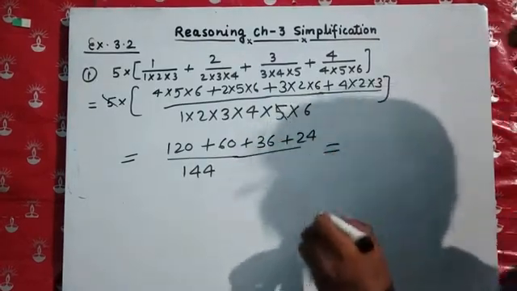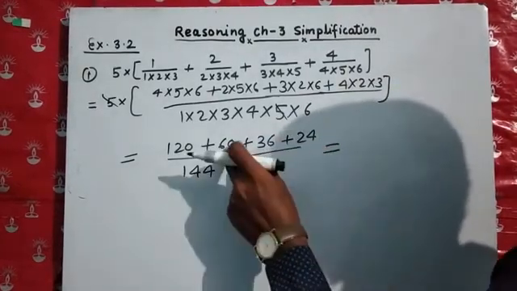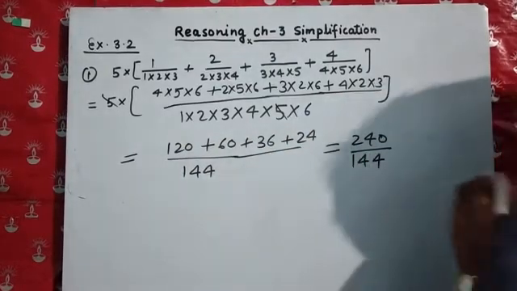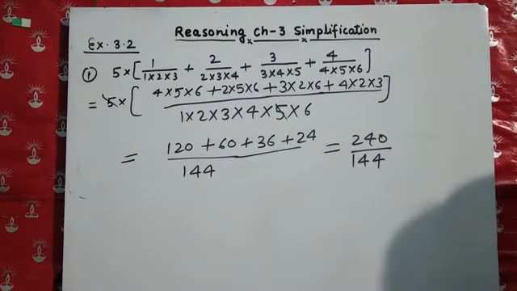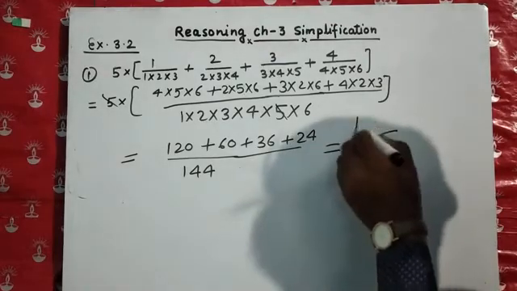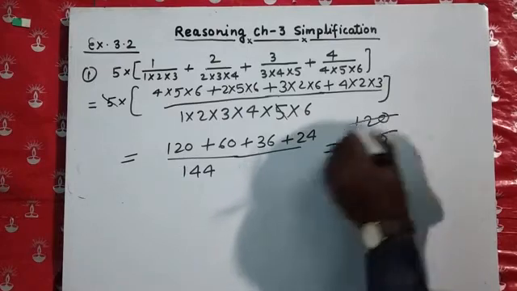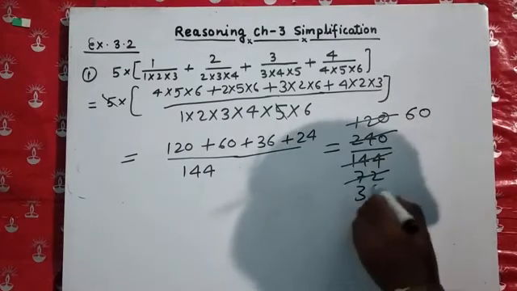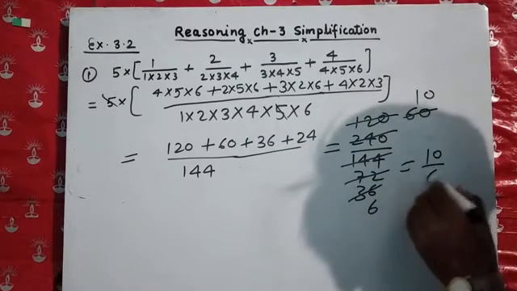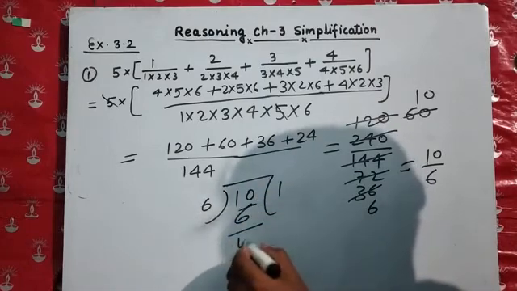Now what actual result are we getting? This becomes 60, 60, 120, again 120, so it becomes 240. 240 upon 144. It means, dividing by 2, 120 upon 72. Again by 2, 60 upon 36. Then 6 tens are 60, 6 sixes are 36. So we are getting 10 by 6. 10 by 6 means 6 ones are 6, so we are getting 4.